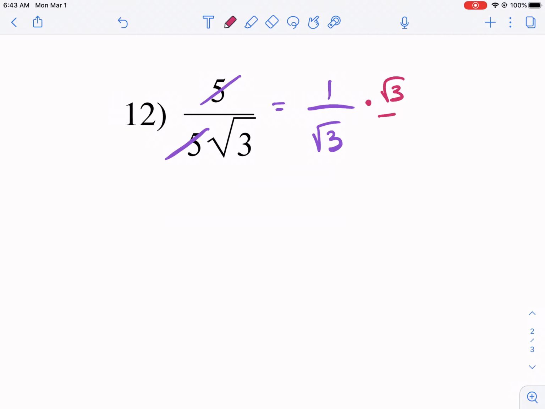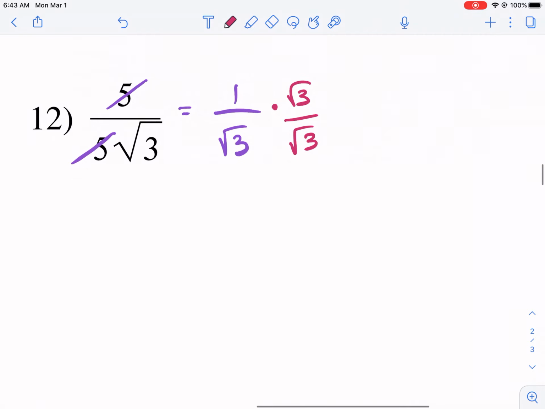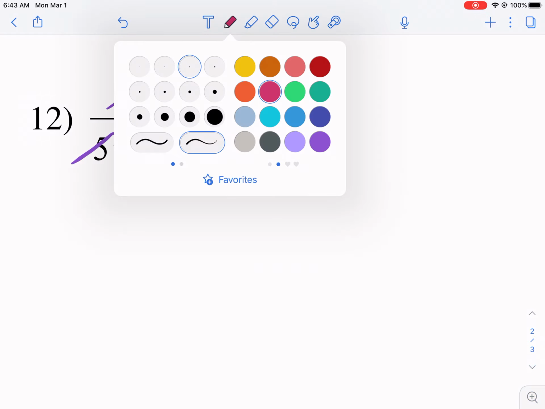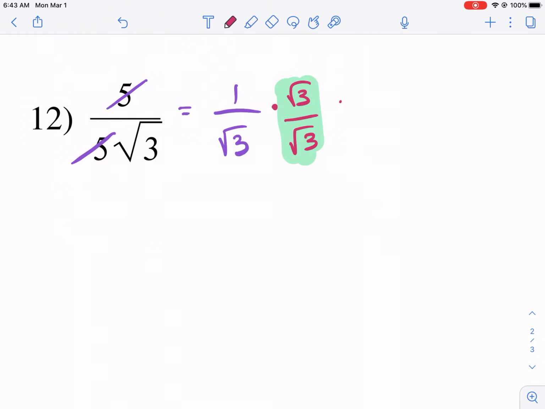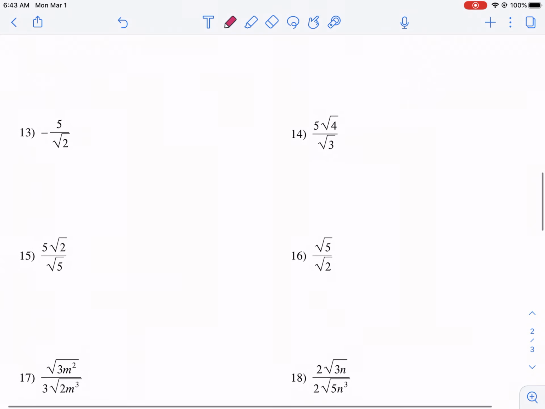We have to multiply by radical 3 over radical 3. There's no other way around it. That's why I wanted to show you this method first. This, of course, is equal to 1. We're not going to change the value. We're just going to change the look. And we get radical 3 over radical 3 times radical 3 equals 3. And there's our answer. Okay, a lot of these ones are the same way.